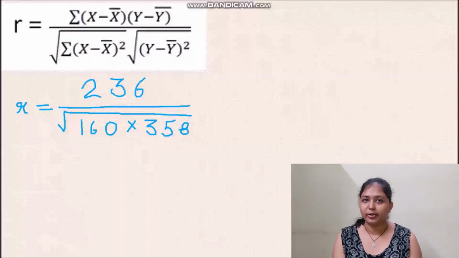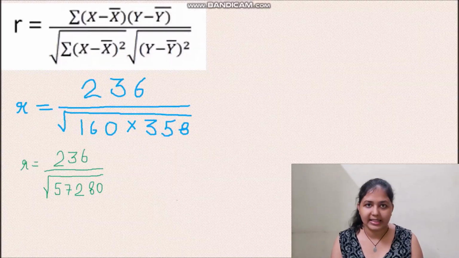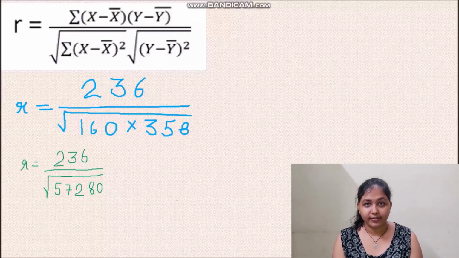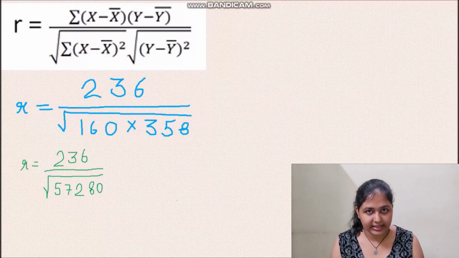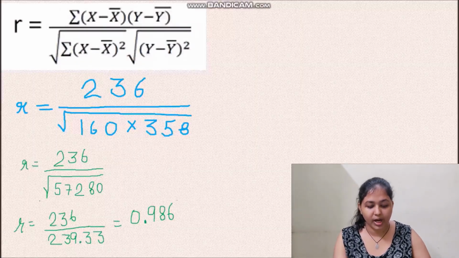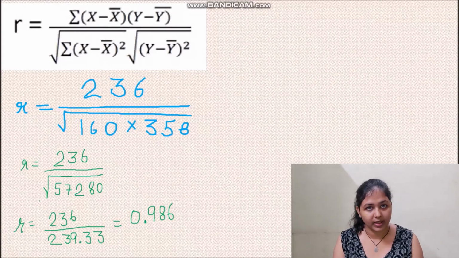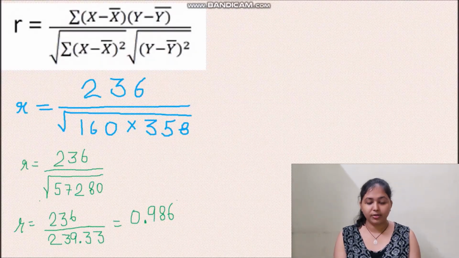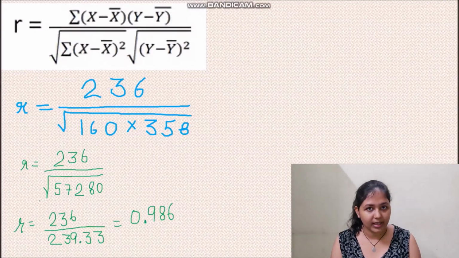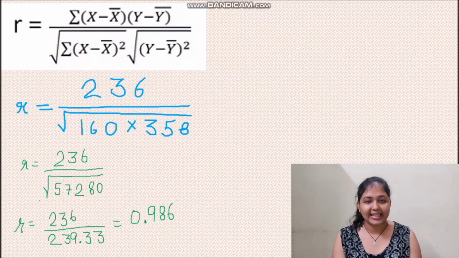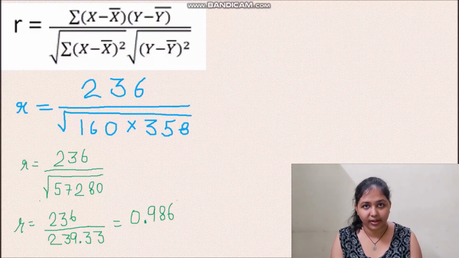Now next step, you're going to multiply 160 and 358. You get your answer as 557,280. Now you are going to find out the root for it, which is 239.33. And when you divide 236 by 239.33, your coefficient of correlation would be 0.986, as you can see it here.